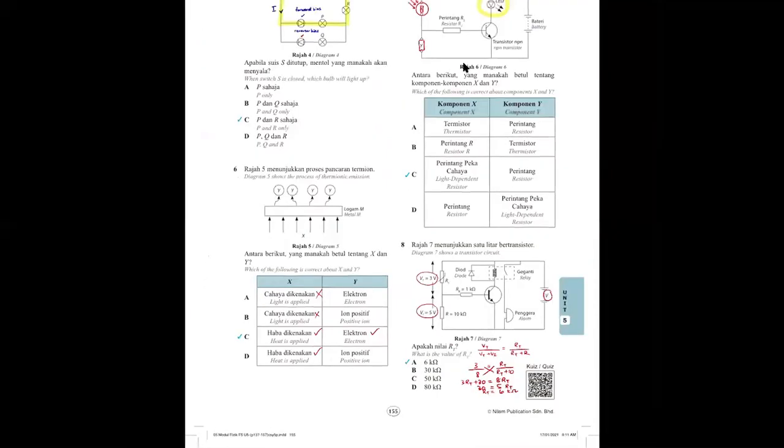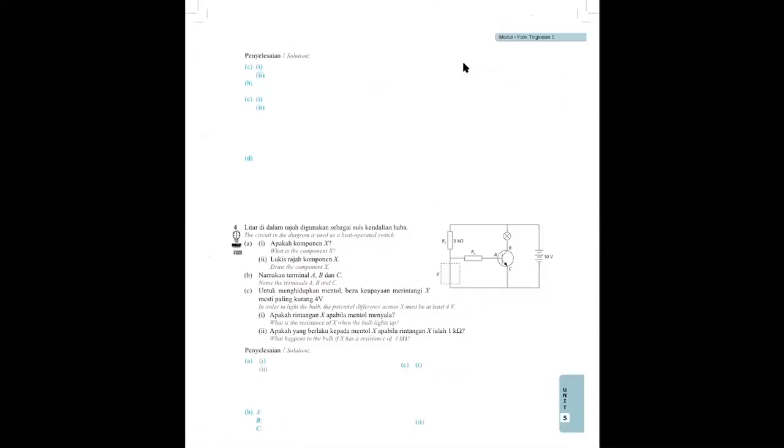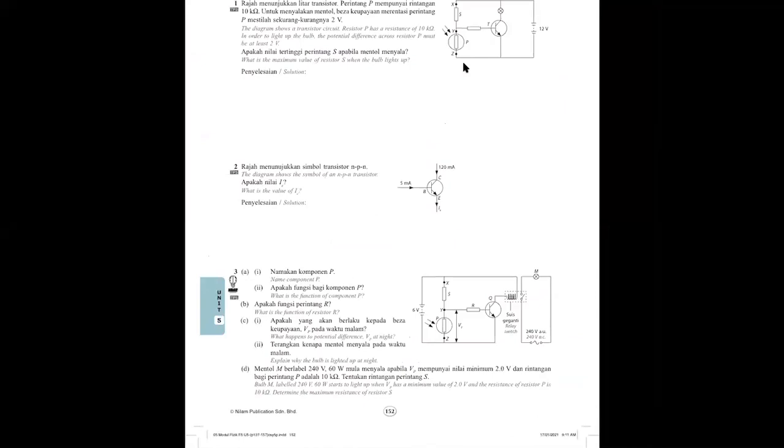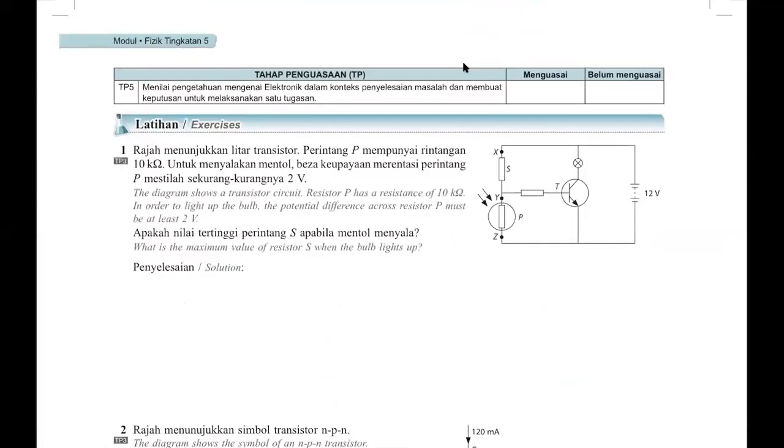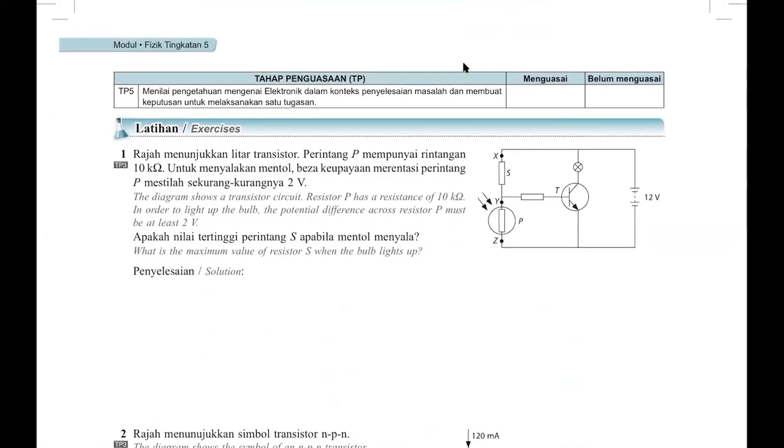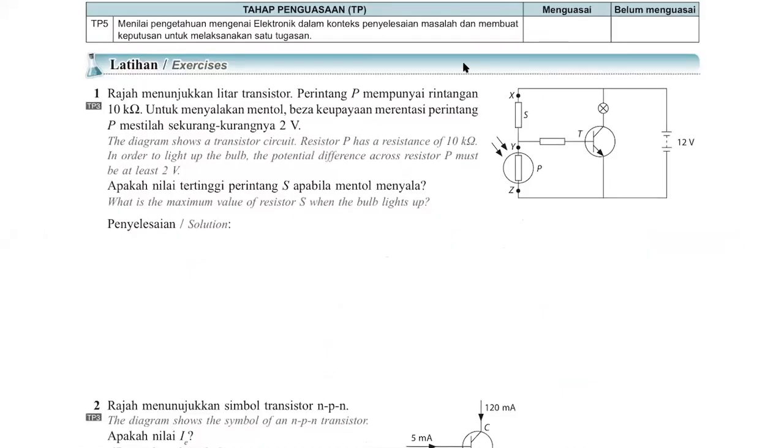Okay, next one. We'll discuss page 152. Okay, the diagram shows a transistor circuit. Resistor P has a resistance of 10 kilo ohm. In order to light up the bulb, the potential difference across resistor P must be at least 2 volts. So that is the condition. At least 2 volt.